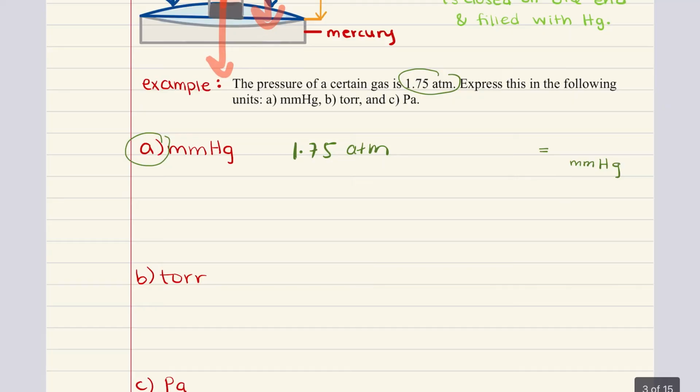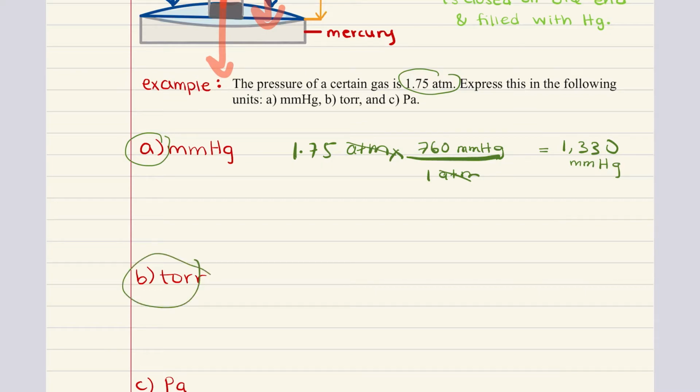We're going to put atmosphere in the denominator so the units cancel out, and we're going to put 760 millimeters of mercury in the numerator. Notice that atmospheres cancel out, and then we can just plug this into a calculator. We're going to get 1,330. All right, so 1.75 atmospheres is equal to 1,330 millimeters of mercury.